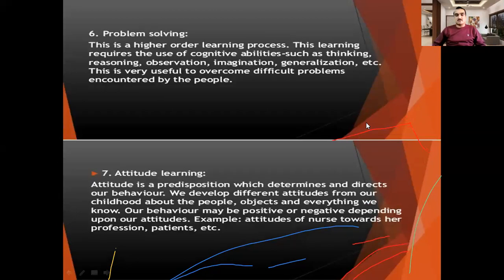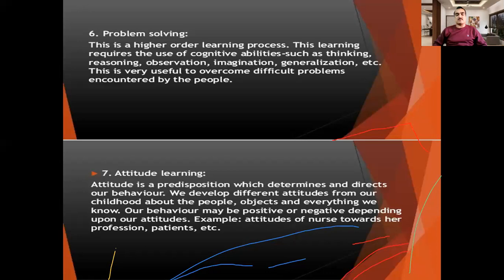The sixth one is about problem solving, which is again very important for every one of us to remember. That is a higher order learning process, it can be called. So when we meet some problems, we get the solutions to the problems by solving them, isn't it? This learning requires the use of cognitive abilities.